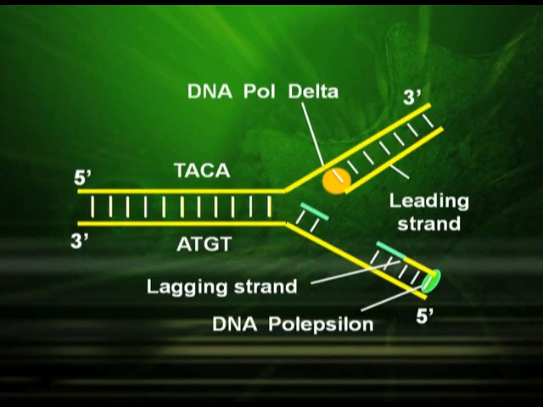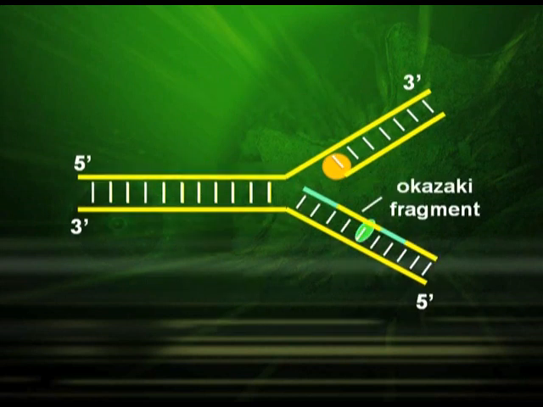As it is very clear from the picture, here you can see the leading strand where the formation of DNA nucleotides is continuous. On the other hand, on the other strand, there is a lagging strand where the DNA nucleotides are added in fragments. Now, these fragments are called Okazaki fragments.